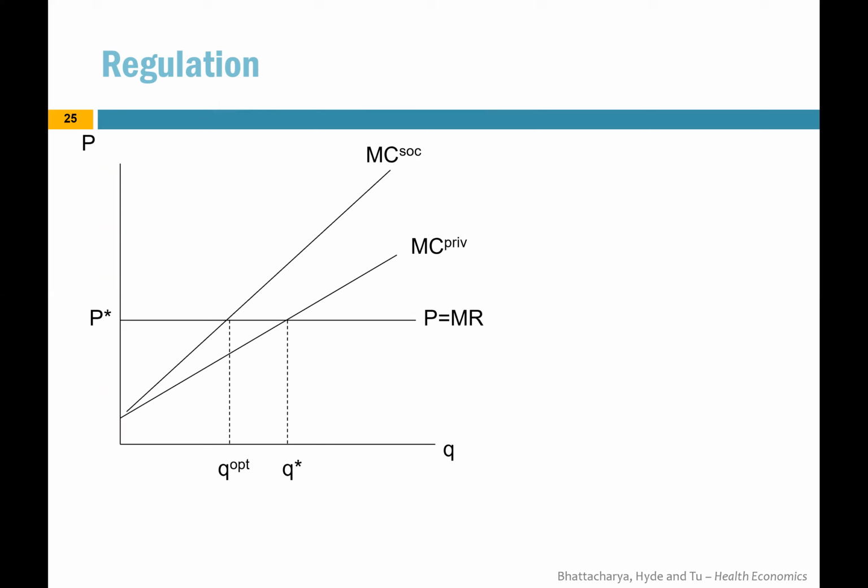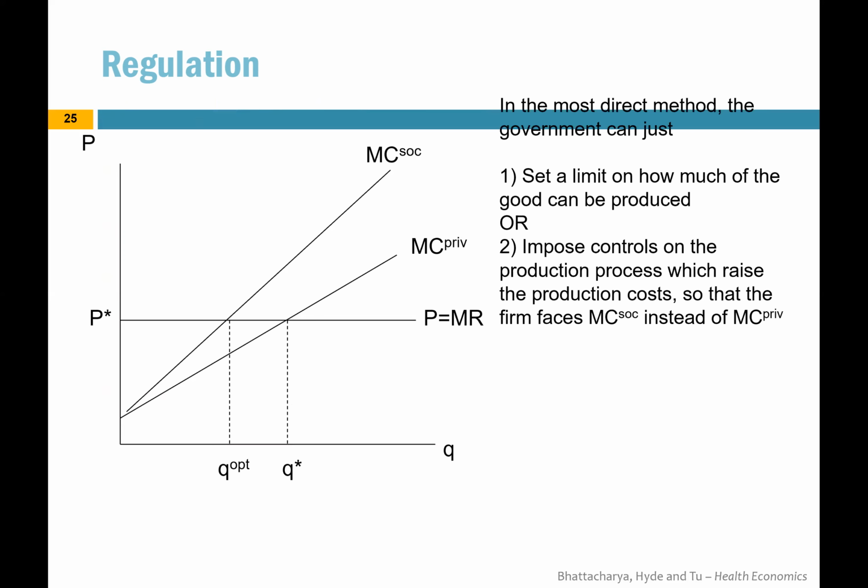One option is simply regulation. So here's our market. This should look familiar. The most direct thing that you could do is we could just say, all right, we know that Q opt is the right amount, so bang, nobody's going to produce more than this. So we're just going to set a limit on how much of this good can be produced. Another option, which will get you to the same result but through different means, is that you impose controls on the production process, which raise the production costs. And that way the firm faces this marginal cost curve relevant to society rather than just their own.